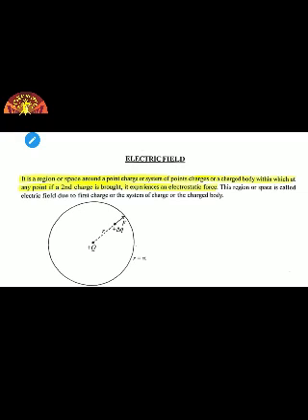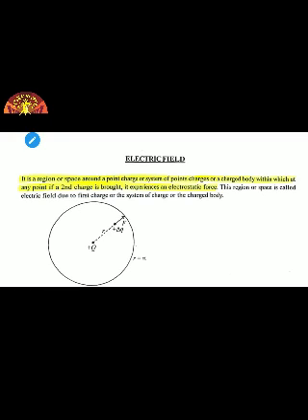That area in which any particular charge would be exerting force on any other charge is called the electric field of that particular charge. You can see here the definition is also mentioned: it is a region or space around a point charge, or system of point charges, or a charged body, within which, at any point, if a second charge is brought, it experiences an electrostatic force. So that particular area is called the electric field.